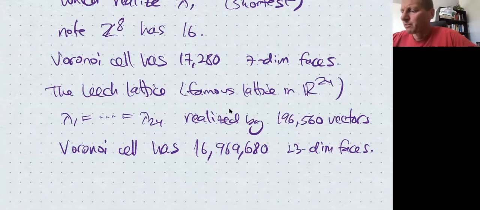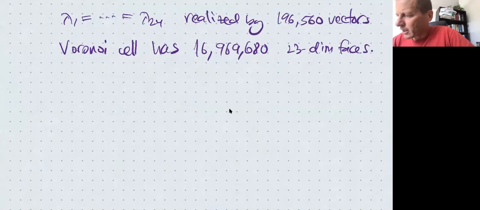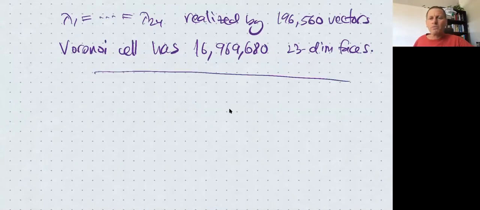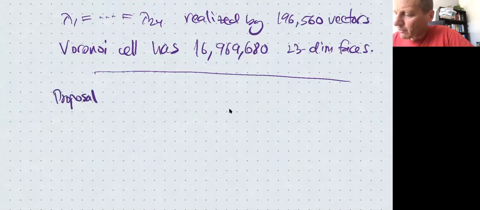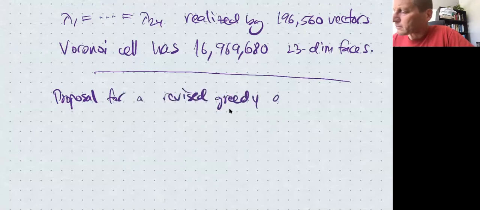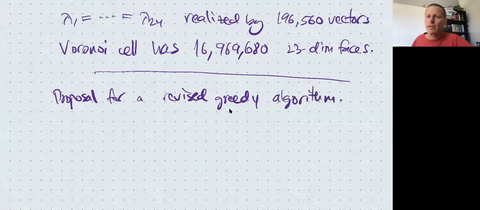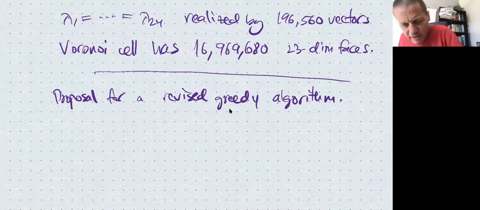So what's being proposed here is the following, a proposal for a revised greedy algorithm. Again, before I continue, the difficulty now is that we don't have a smart way to choose a basis for the lattice in the sense of bases of lattices, so a generating set over Z of linearly independent vectors, which realizes these successive minima. And in fact, the previous example shows that this doesn't have to exist.